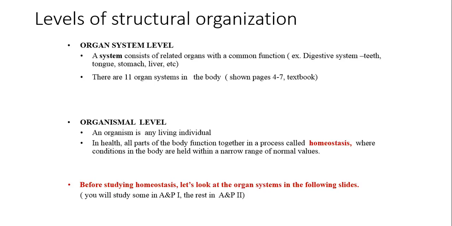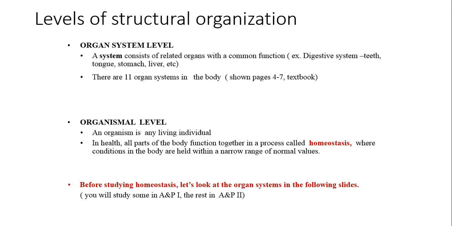Organs don't act independently of each other. Many organs will cooperate to form an organ system. So this would be a group of related organs with a common function. For example, in the digestive system, we have teeth, tongue, stomach, liver, and I can go on, but all of these structures are going to be working together to accomplish a major function for the body: digestion.